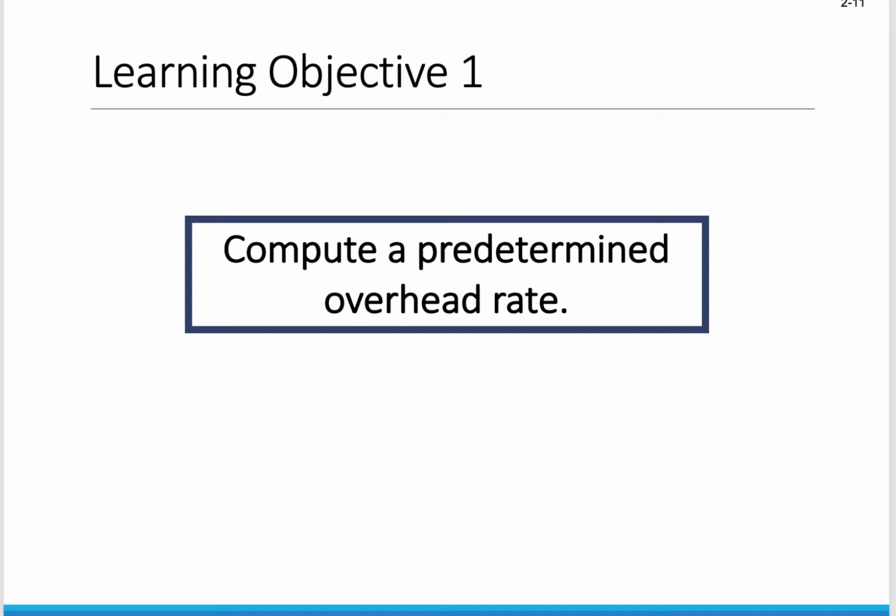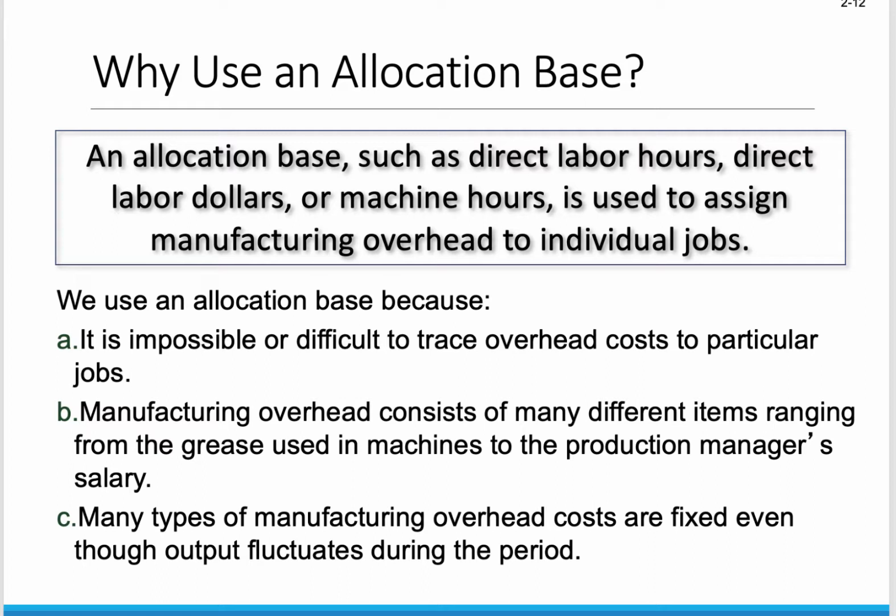The first thing we need to really understand is why in the world we are going to use an allocation base. Well, we use an allocation base because we have indirect costs. Manufacturing overhead costs are indirect costs, the indirect materials and indirect labor. Because they're indirect, that makes it nearly impossible or extremely difficult to trace those costs to a particular cost object or to a particular job.